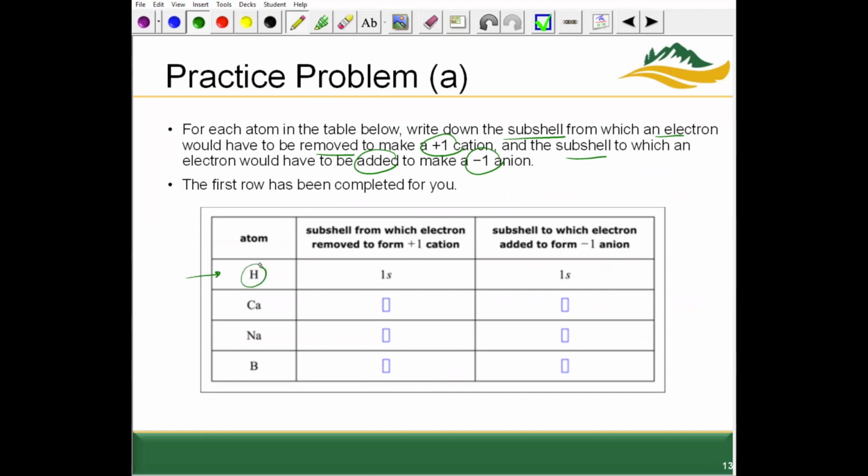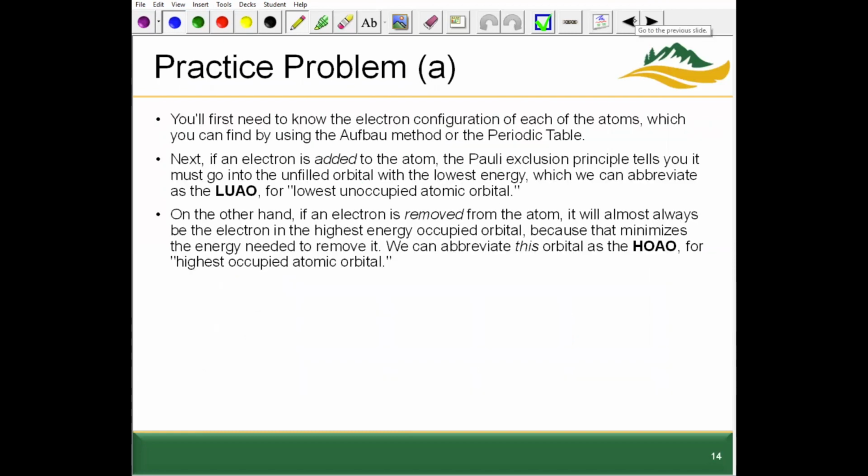Because hydrogen only has 1 electron, it's 1s1 electron configuration. To either add or remove an electron from here, it's going to add an electron to 1s1 because this isn't filled yet. And then to remove an electron, it would have to be from 1s as well because that's where the electron is. We only have 1 electron present for hydrogen. So let's figure this out for calcium, sodium, and boron as well. To do this practice problem, we are going to need to practice writing out their electron configurations like we did in chapter 7.